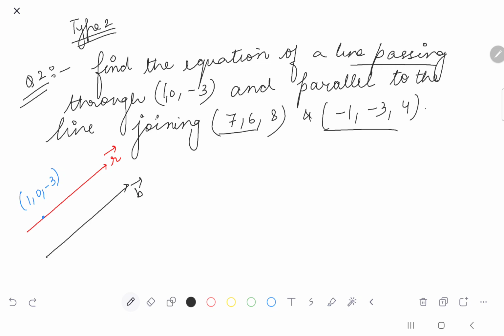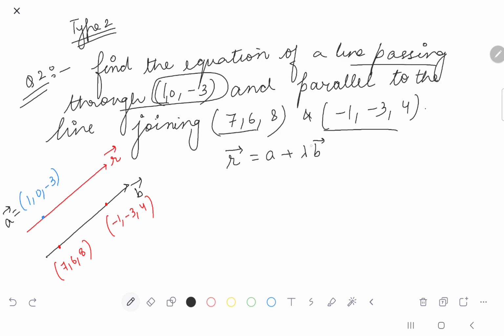When it says passing through the point, this is a point, so that means they have given me a. A is a point. And parallel to the line joining two points: one point is (7, 6, 8), and the other is (-1, -3, 4). So my equation is very simple. It is a plus lambda b. So r equals, what is a?